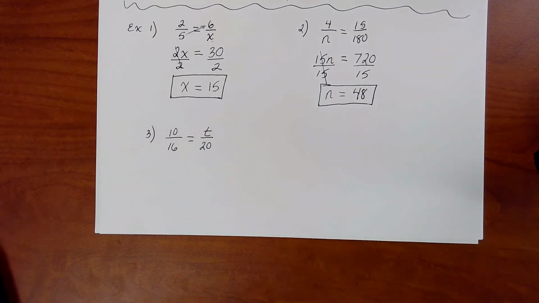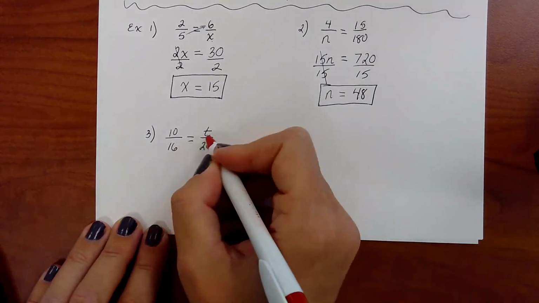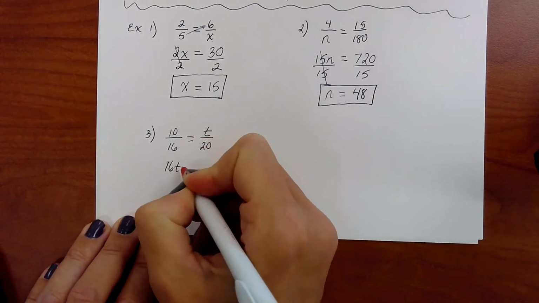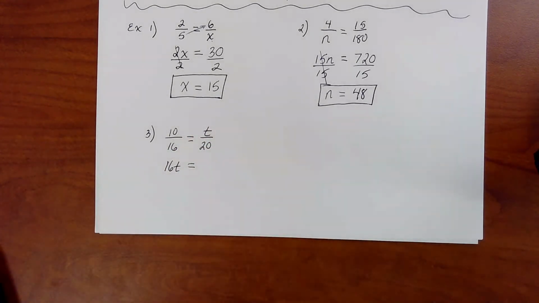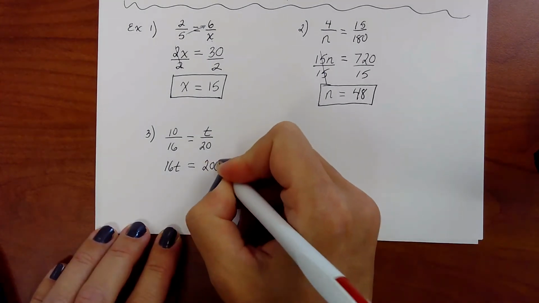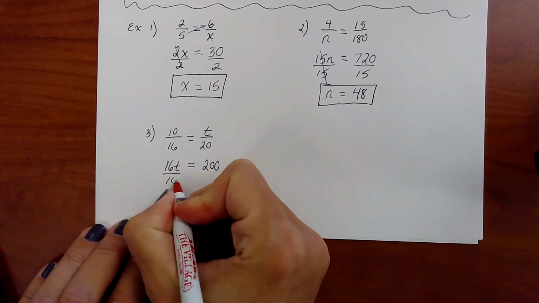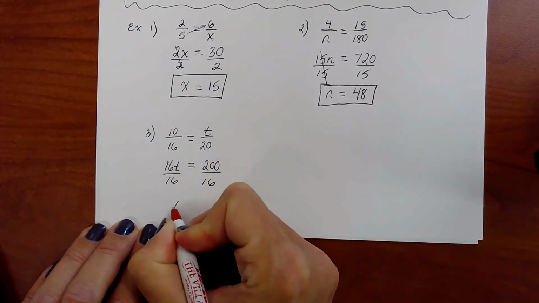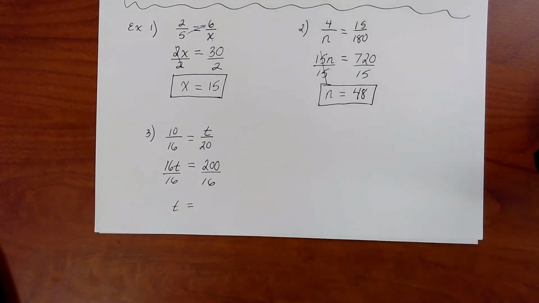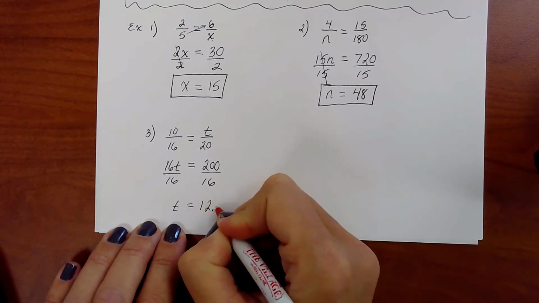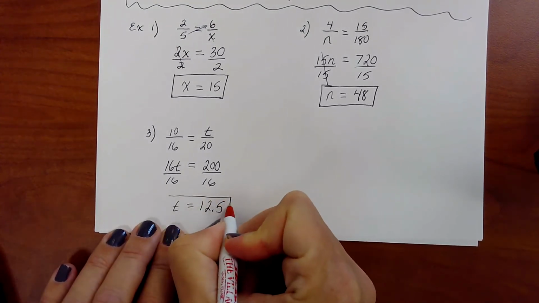All right, so we've got 16 times t, 16t, 10 times 20, 200. How do you get the variable by itself? You're going to divide by the 16. Type it in your calculator. 200 divided by 16 looks like 12.5.